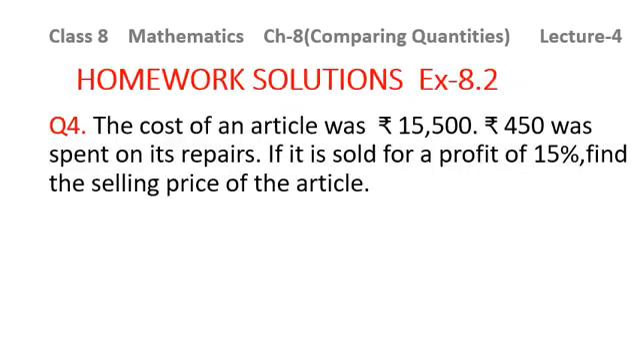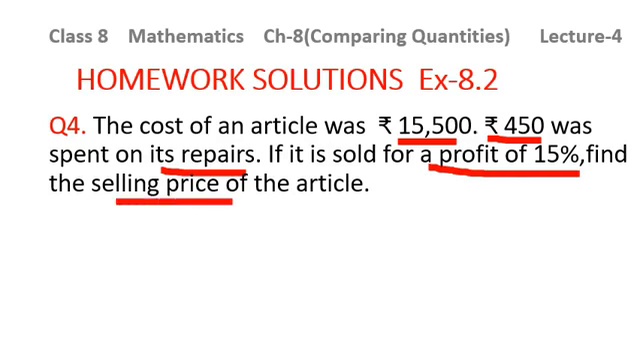Now coming to the homework solutions of exercise 8.2, the homework which I gave you in the previous lecture. Let us see the solutions of that lecture. Question number 4. The cost of an article was 15,500. Rupees 450 was spent on its repairs. If it is sold for a profit of 15%, find the selling price of the article.